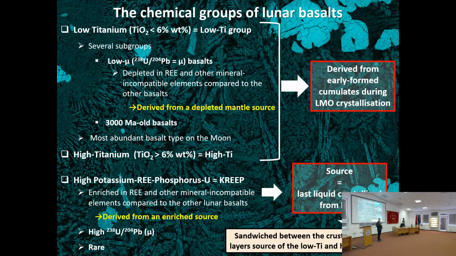If we look at the nature of the source of these basalts, we believe that they are derived from the last liquid that crystallized during the LMO crystallization. And this source, according to the LMO crystallization sequence hypothesis, would be sandwiched between the crust and the mantle layers source of the low titanium and high titanium basalt.